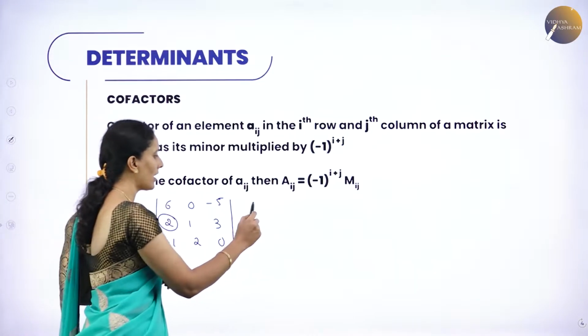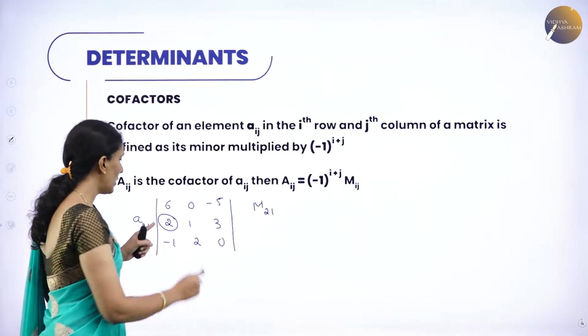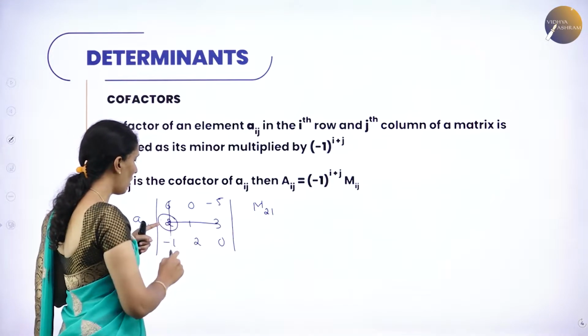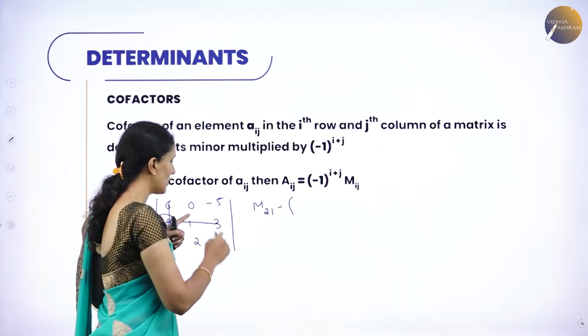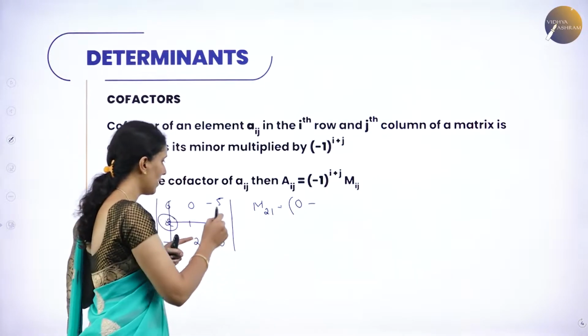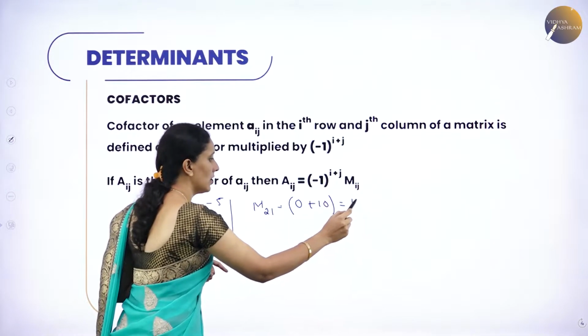Therefore the minor will be M21. Delete the row and the column containing 2, and the minor is 0 into 0 is 0, minus 5 into 2 is minus 10, which becomes plus 10. So this is 10.